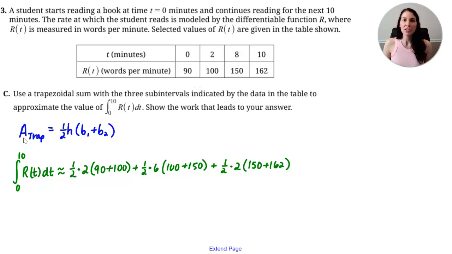So the integral from 0 to 10 of r of t dt is approximately equal to, and here's the area of all 3 trapezoids. 1/2, because that's in the formula. Height would be the difference between 0 and 2. Base 1 plus base 2 is 90 plus 100. For the next trapezoid, it'd be 1/2 times the difference between 2 and 8, which is 6. And then I add 100 plus 150. And then the last trapezoid would be the difference between 8 and 10, or 2. So 1/2 times 2, and then times the sum of 150 plus 162.